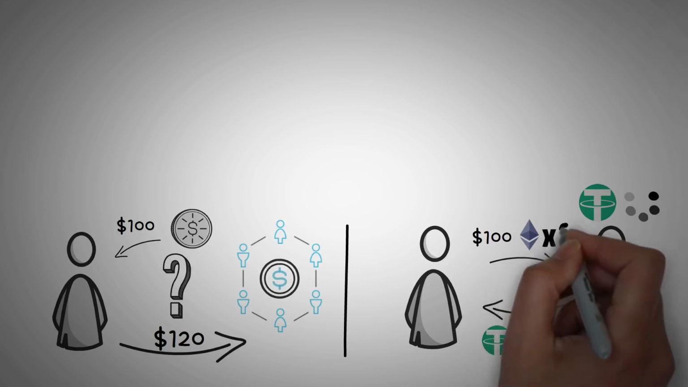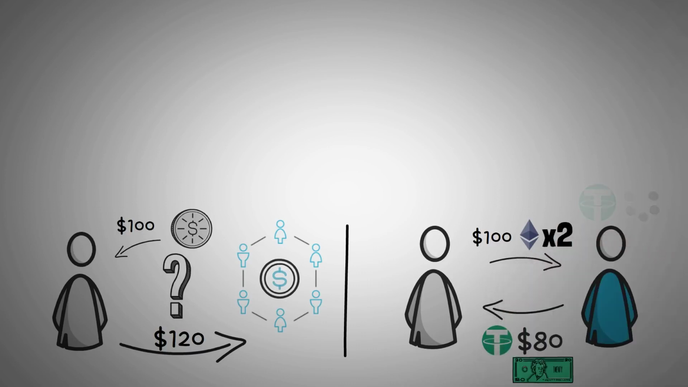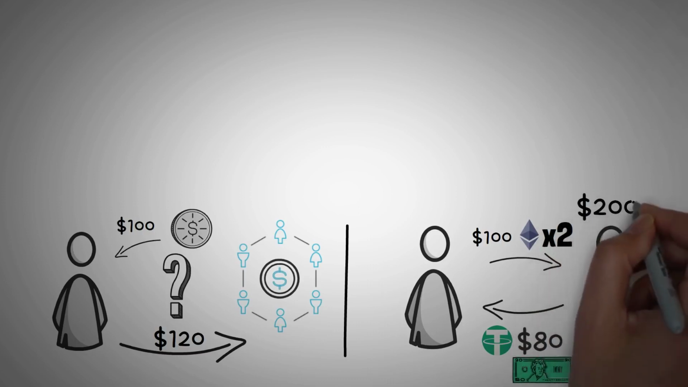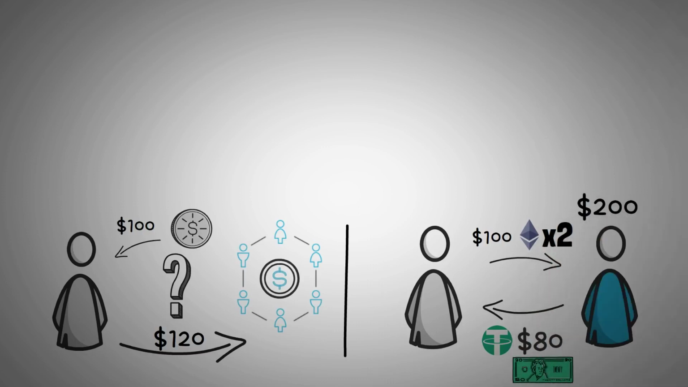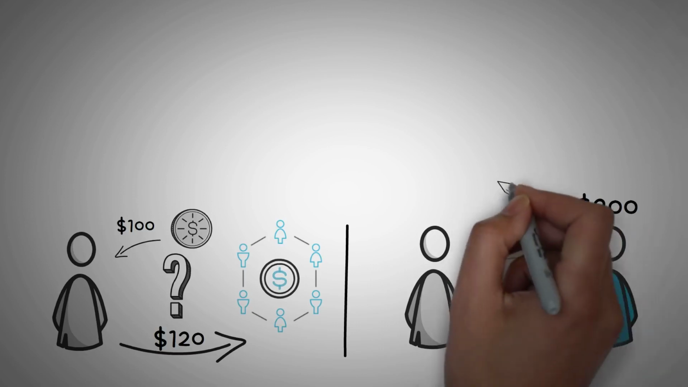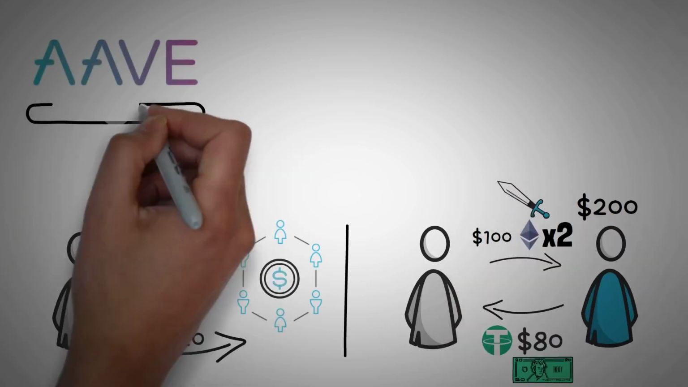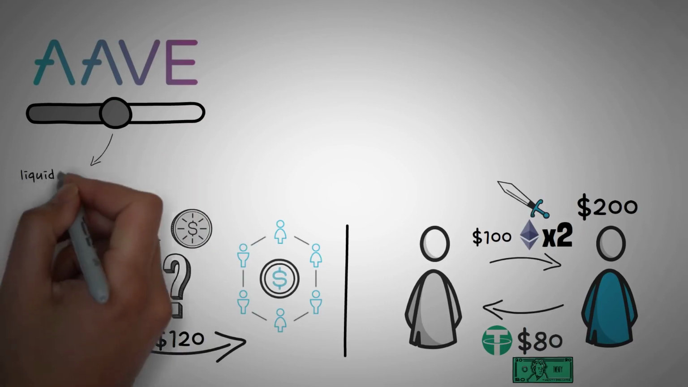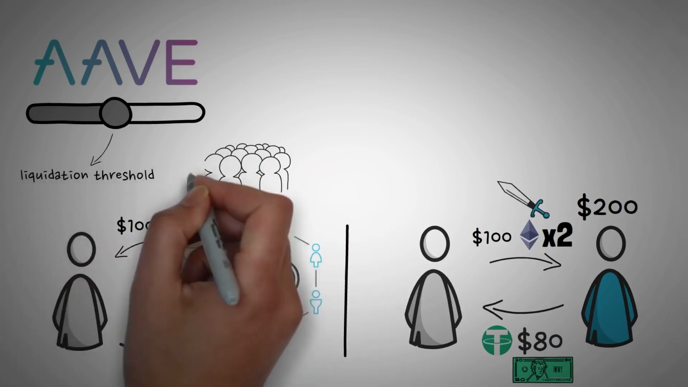Well, by then, Ethereum has doubled in price, and so you cash out your $100 of Ethereum, but you actually get $200 worth of value because Ethereum raised in price. This is a double-edged sword though, because AAVE has something called a liquidation threshold where they will automatically sell your collateral to cover the loan that you have created.